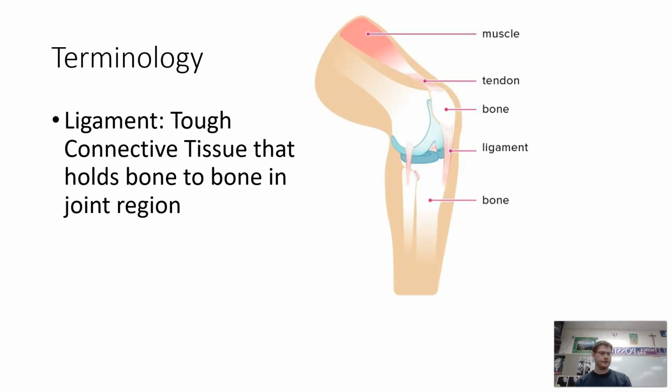Terminology. So I'm going to go over some specific terminology that relates to the skeletal system. A ligament is tough connective tissue that holds bone to bone in the joint region. As you can see, here's a bone, that's your patella, and it joins to your tibia. So that's a ligament. And this is in the joint region. This is your knee, and this would be considered the joint region.